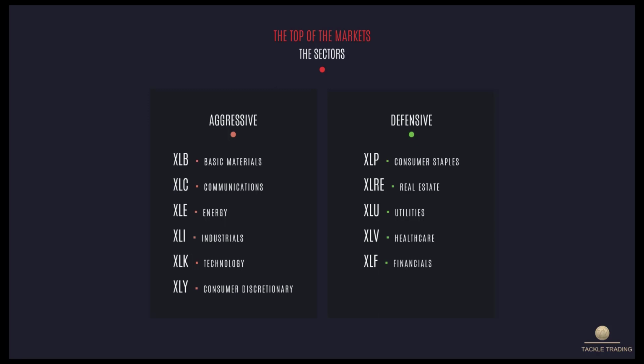Now, the one thing I will say about the defensive sectors, it doesn't mean they go up in bearish conditions. Most of the defensive sectors will still go down in bearish conditions, but they will not go down as fast as your aggressive sectors. That's why they are typically considered a little bit more defensive. A lot of these companies will pay a little bit higher on the dividend.